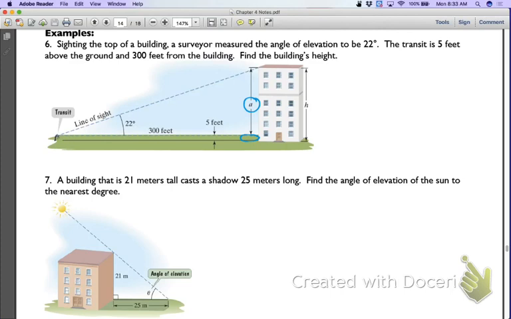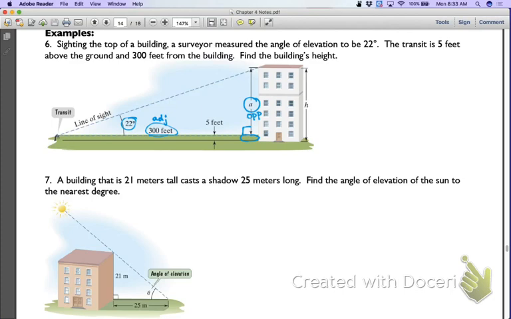Okay, so if we have 22 degrees, we have 300 feet. What is A? Is A opposite, adjacent, or hypotenuse of my actual triangle that I have here? It's the opposite side, right? What is the 300 feet? What does it represent? Does it represent the opposite side, the adjacent side, or the hypotenuse? The adjacent side.